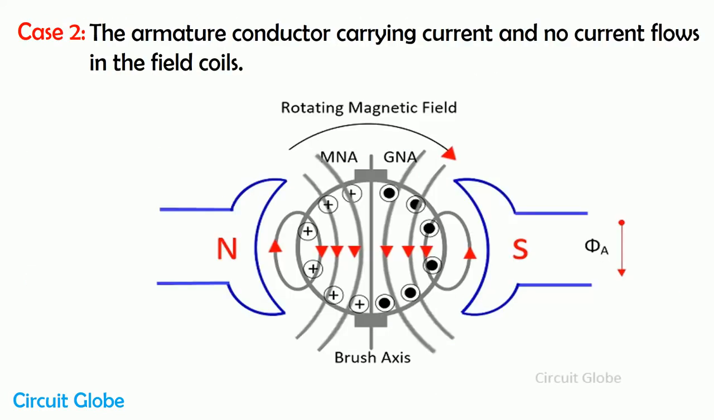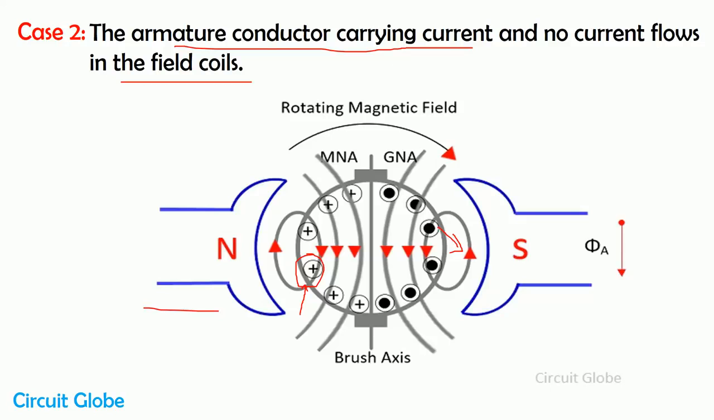Now friends, consider the third condition in which the armature conductor carries current and no current flows through the field coil. You can see here the armature conductor carrying the current. The plus sign shows that current flows in the inward direction and the dot sign shows that current moves out of the conductor. No current flows through the field coil, so the only flux present in the DC generator is because of the armature conductor.